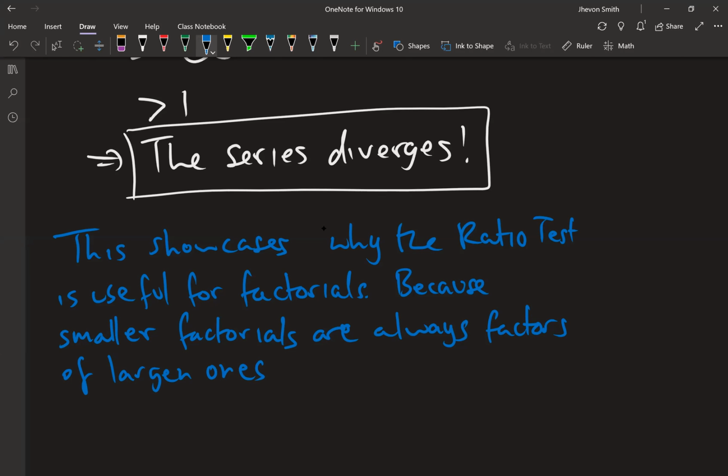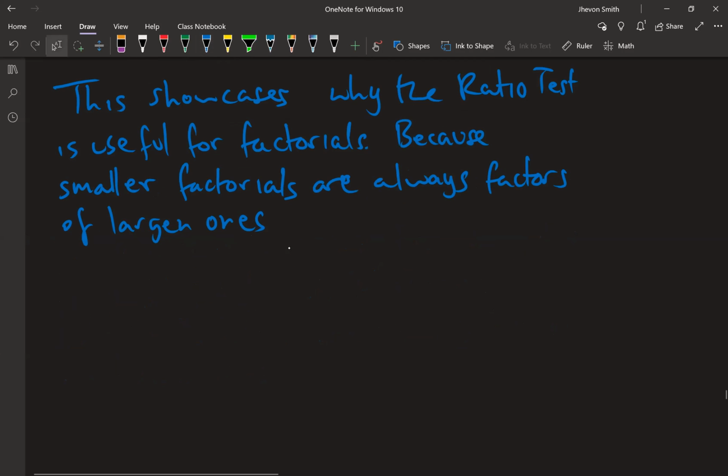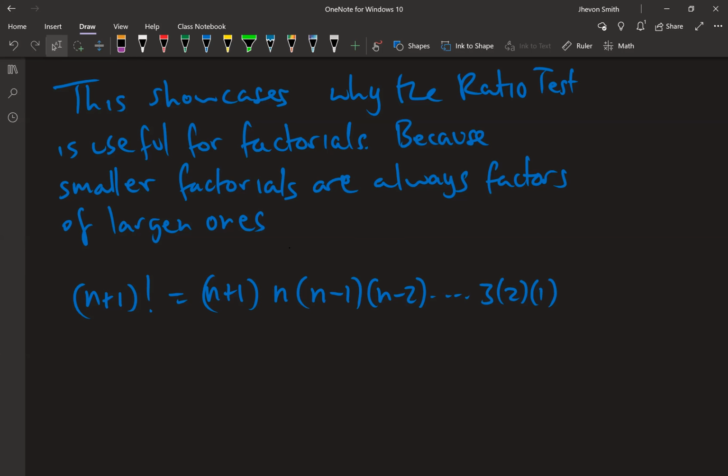So if I could get a way to divide a factorial by another factorial, where one is bigger or smaller than the other, it allows me to simplify. So for example, if I look at n plus 1 factorial, I realize that just means n plus 1 times n times n minus 1 times n minus 2 going all the way down to 3 times 2 times 1. But if you look at this part right here, well, that's actually n factorial.